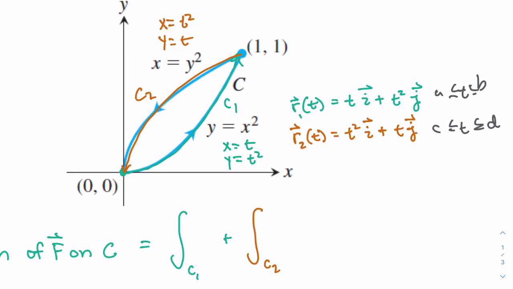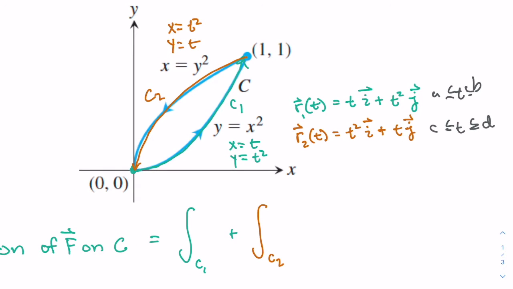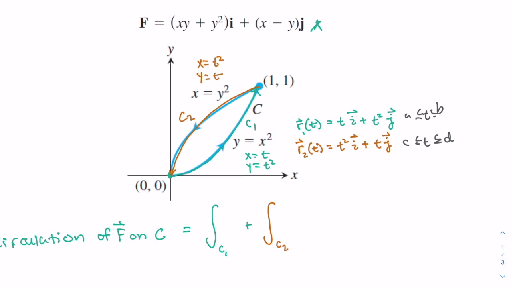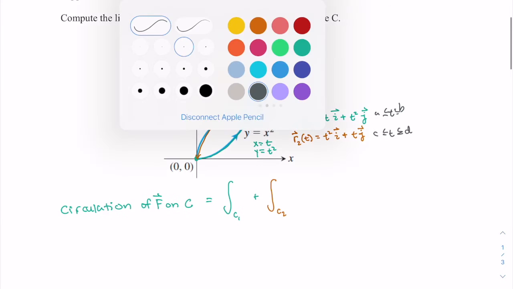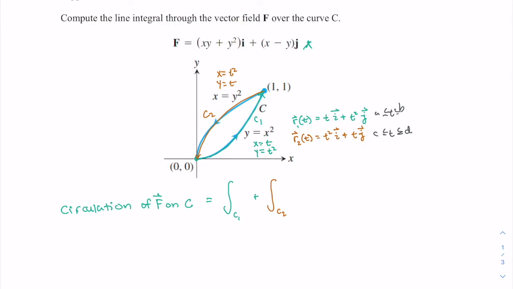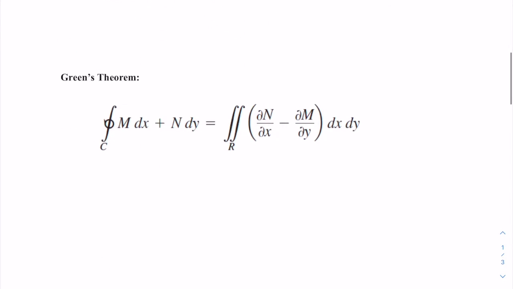I'm not going to solve it out because this is just an example. In this case, with the tools we have so far, it would have to be written as the sum of two different line integrals. So this is where we get Green's theorem. Green's theorem looks like this. Here's the full-fledged version of Green's theorem.